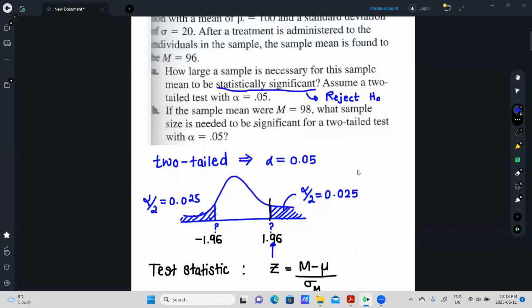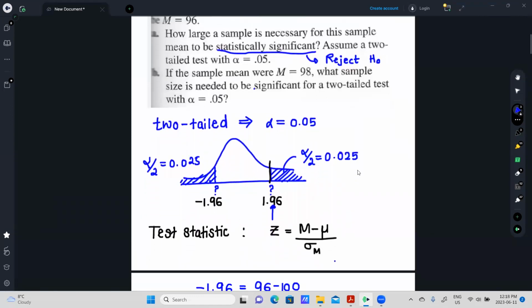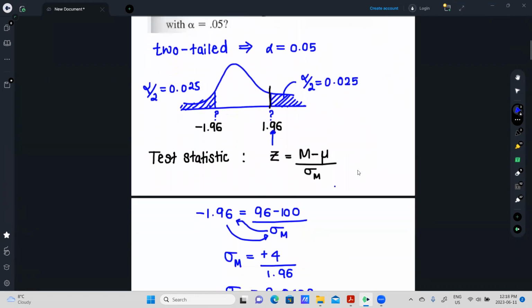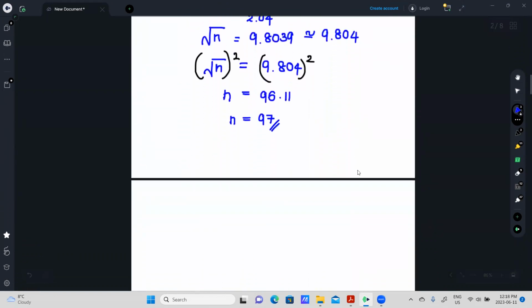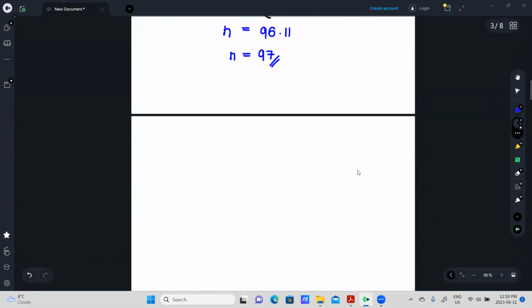So again, it's a two-tail test and again the same alpha level. So we don't have to calculate the critical value again, as we have already found the critical value, which is 1.96. We can move forward with the calculation. M is equal to 98 this time. So let's start that one now. The critical value is the same as before. This is the boundary for the rejection region, plus or minus 1.96.